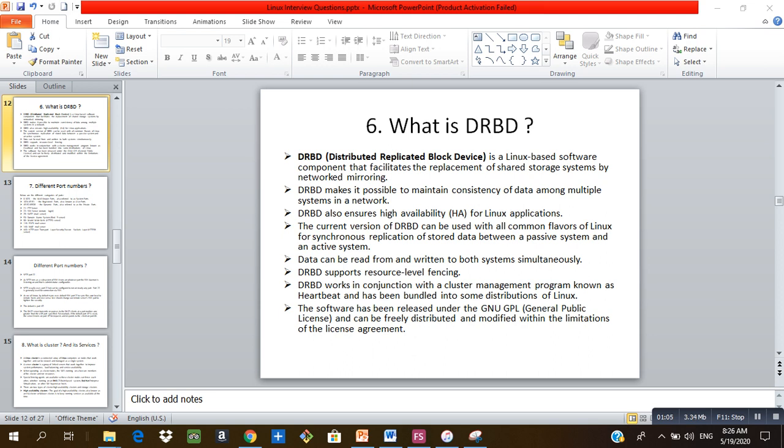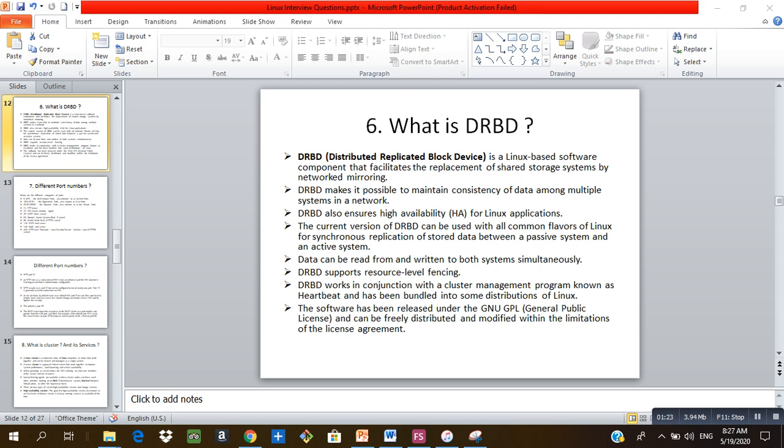I'll try to make it simple. What is DRBD? It's a Linux based software, and what it does is it facilitates the replacement of shared storage system. And how is it done? By networked mirroring.